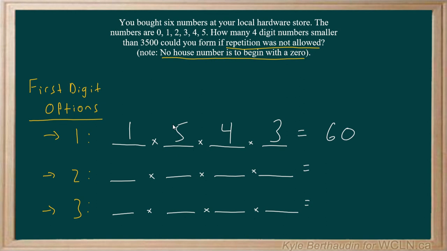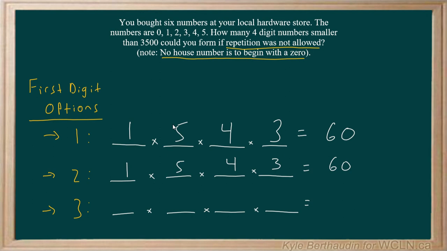Let's look at the first digit being 2. We know that there's only one option for the first digit if it's 2, and that number is 2. For the second digit, we can choose any number that's remaining, and there are 5 options left. For our third digit, we can again choose any number that's remaining. We've used 2 of the total 6 numbers, so now there are 4 options left. And finally, there are now only 3 numbers that we can choose for our fourth digit. Multiplying these together, we find that there are 60 options for our first digit being 2.